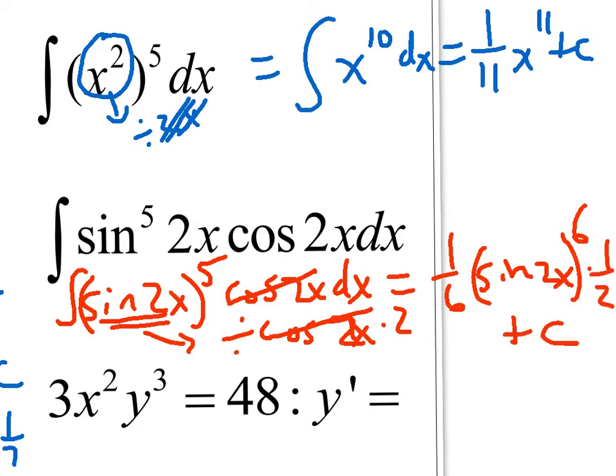So again, I have to follow the anti-chain rule explicitly. Antiderive the outside with respect to the inside, divided by the derivative of the inside, and then the plus c.